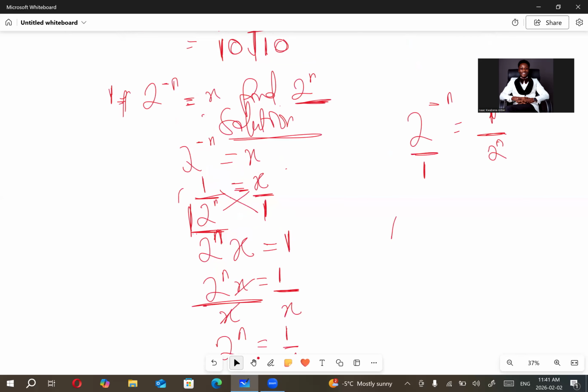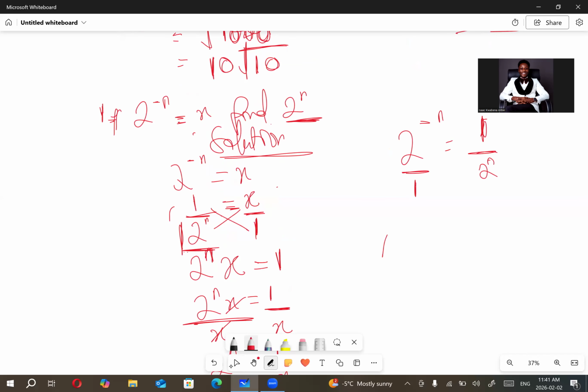Right, so there was this problem which says if 2 exponent negative n equals x, we are to find 2 exponent n. We said in our previous session that any number raised to a negative index is equal to the reciprocal of the number. So that'll be 1/2. Why 1/2? The reciprocal of the number. The number here is 2, and any whole number is believed to be over 1. So if you turn it upside down, reciprocate it, you have 1/2.